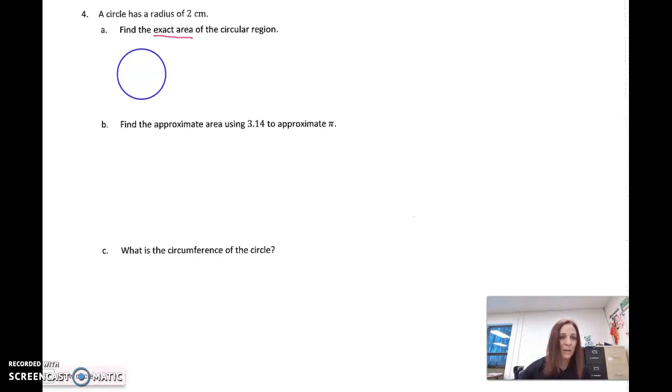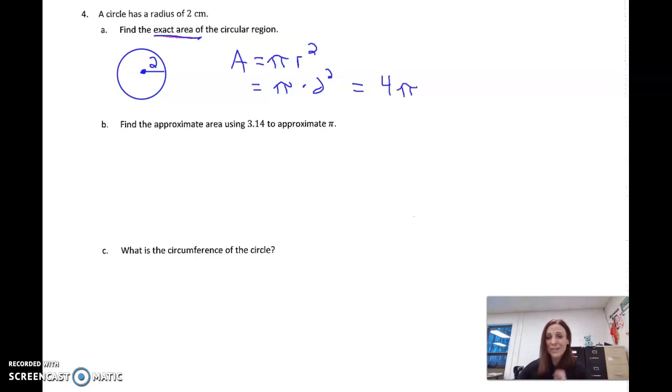I'm going to draw a picture, and it tells me that my radius is 2 centimeters. I want the exact area. Area, write my formula, pi times the radius squared. My radius is 2, so I get pi times 2 squared. Well, 2 to the second power is 4, so I have 4 pi. And again, I'm just switching the order because we tend to write the number first and then the pi symbol. Okay? Centimeters, so it's square centimeters. That is the exact answer.